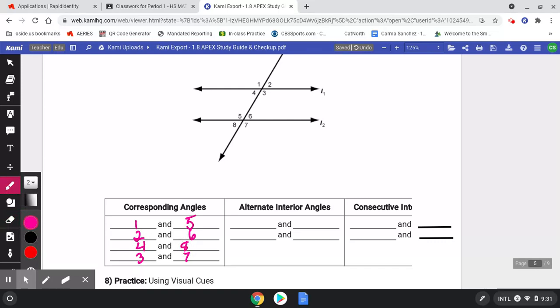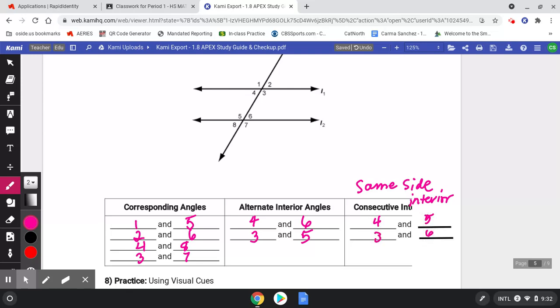How'd you do? Now let's go talk about alternate interior angles. These are going to be on different sides of the transversal inside of the parallel lines. So for example, angle 4 and 6. Can you see one other pair of alternate interior angles? Yep, you got it. 3 and 5. Finally, consecutive interior, which I call same side interior. This is the name I see more often. Apex is using this other name. So for the same side interiors, we're looking at, for example, 4 and 5, and we're looking at 3 and 6.